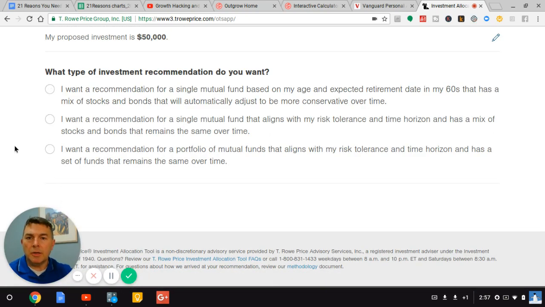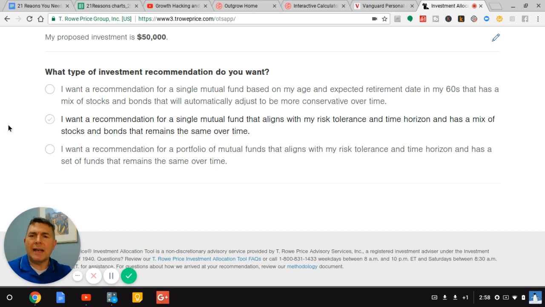I want a recommendation for a portfolio of mutual funds that aligns with my risk tolerance and time horizon and has a set of funds that remain the same over time. This says I want a recommendation for a single mutual fund that aligns with my risk tolerance and time horizon and has a mix of stocks and bonds that remain the same over time. I don't know what that is. I want a recommendation for a single mutual fund based on my age that is going to be more conservative over time. So this can be a target retirement fund here.